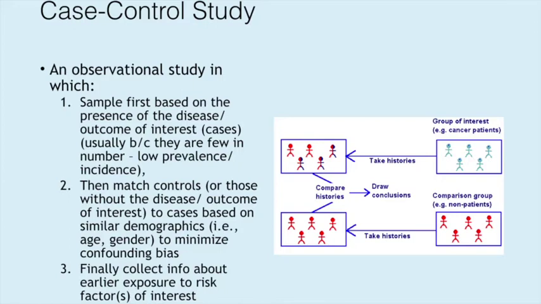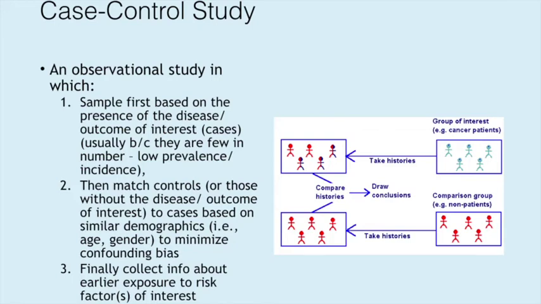A case control study is an observational study where the sample is taken first based on the presence or outcome of the disease or other outcome we're interested in, so those cases. Then we match those cases to controls, people without that disease, based on similar demographics to our cases to minimize confounding bias. And then we collect information about earlier exposures to other risk factors we're interested in based on whatever that disease might be.